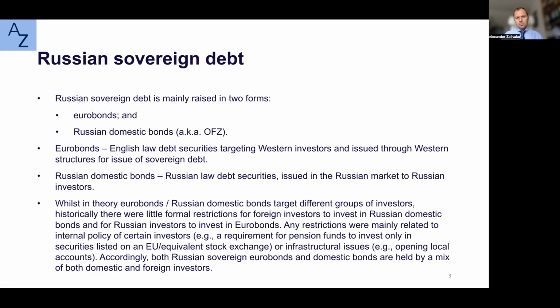An important point to remember is that, legally speaking, there is no prohibition for a Russian or Russian-origin investor to invest in foreign securities like Eurobonds, subject to opening relevant accounts, which historically has not been an issue, as well as for a foreign investor to invest in Russian domestic securities, again subject to complying with infrastructural requirements in the relevant jurisdiction. So as a practical matter, although Eurobonds are targeting foreign markets and foreign investors, and Russian domestic securities are more focused on domestic markets and domestic investors, there is a substantial mix of both categories of investors investing in both categories of securities.